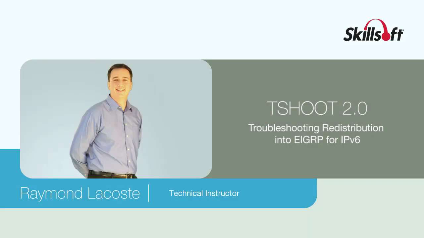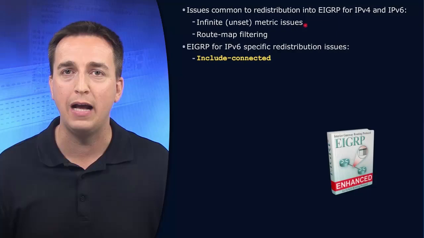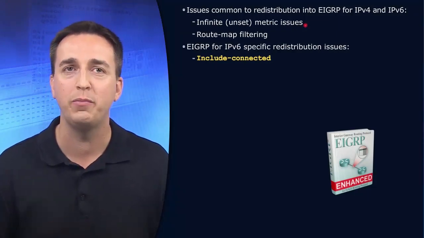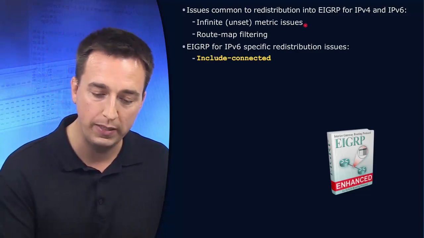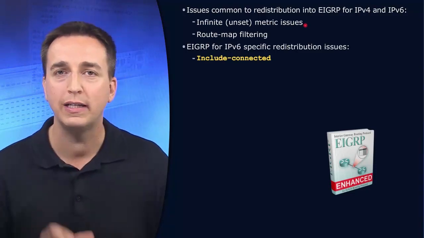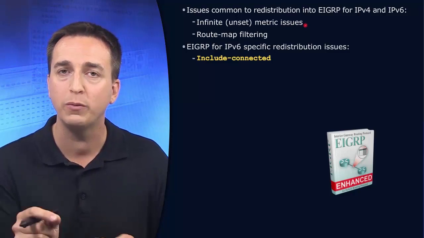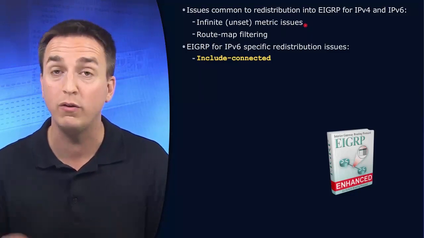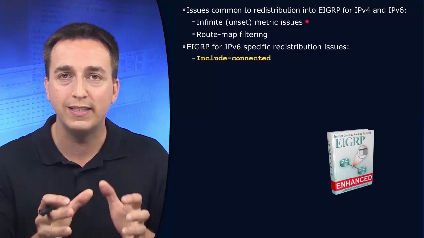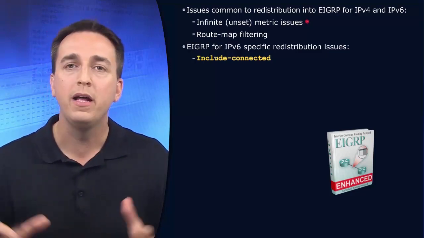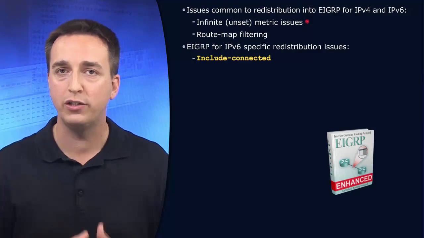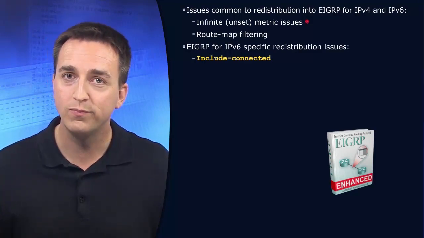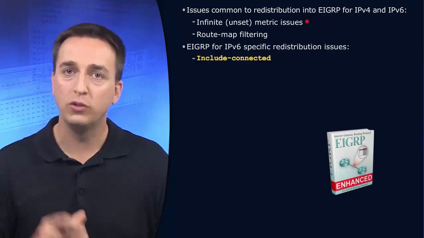When troubleshooting redistribution for EIGRP for IPv6, you will experience the same issues as you saw with EIGRP for IPv4. The biggest one being that metric. Since the metric is set to infinity by default, it is your responsibility as an administrator to manually set the metric. If you fail to set the metric, since it's infinity by default, then the routes will not be redistributed because, well, routes that are unreachable are not going to be redistributed. So keep that in mind.